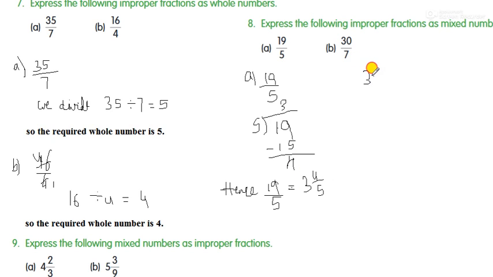So 30 by 7. So 7 is the divisor, 30 is the dividend. So 7 4s are 28. So 2 is the remainder. Hence, 30 by 7 equals, so here 4 is the quotient and 2 is the remainder and 7 is the divisor.